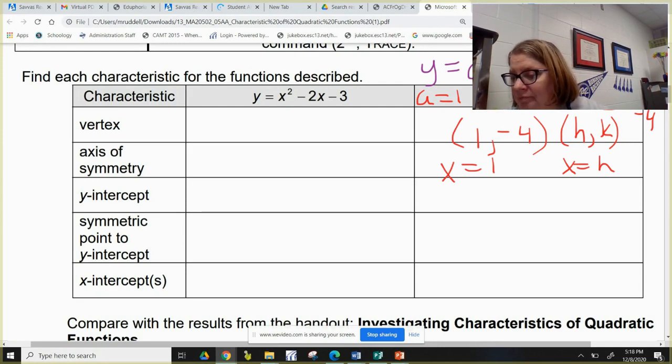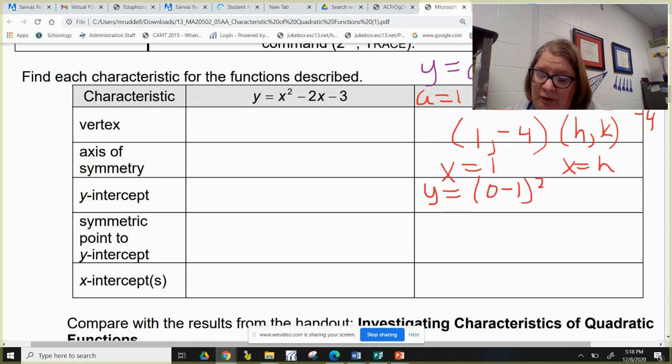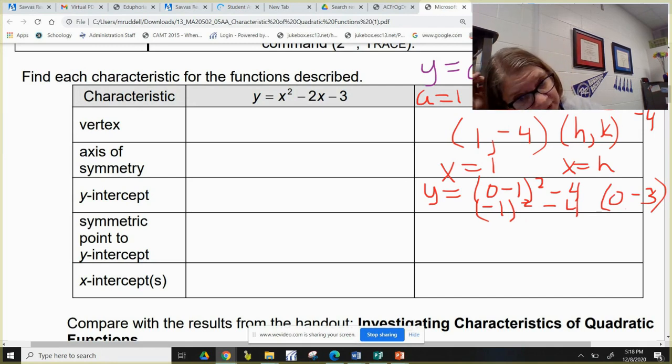The y-intercept, if I look back at my chart, it says plug X equals 0 into the equation. So take this original equation, and we have y equals 0 minus 1 squared minus 4. I replace the X with a 0. 0 minus 1 is negative 1, negative 1 squared is 1, 1 minus 4 is negative 3. So we'd write that y-intercept as 0, negative 3. It's an ordered pair. What did we do to find the y-intercept? We plugged in 0 for the X.